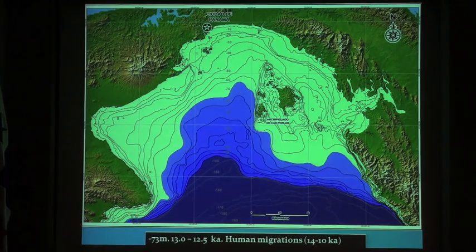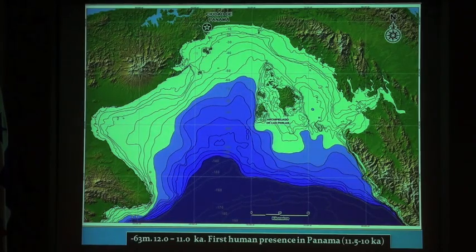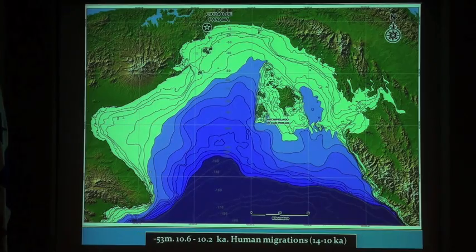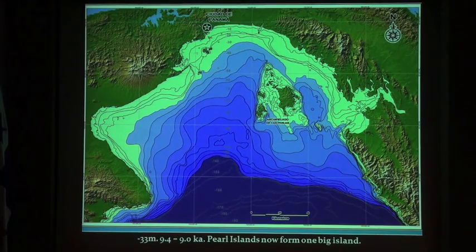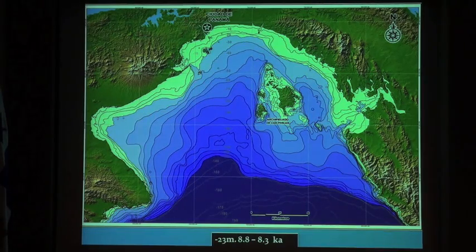And we can see that similar happens. Now we're starting to form, by about 10,000 years ago, the Pearl Islands are starting to form a peninsula, but they're still connected to the mainland. And then the Pearl Islands become one big island at about 9,200 years ago. Then the next thing is they separate into three islands.